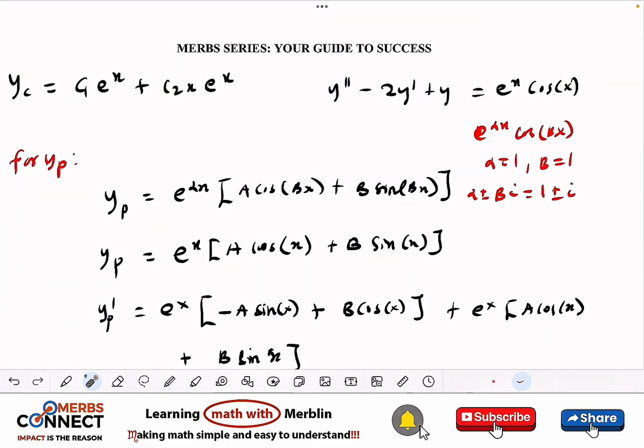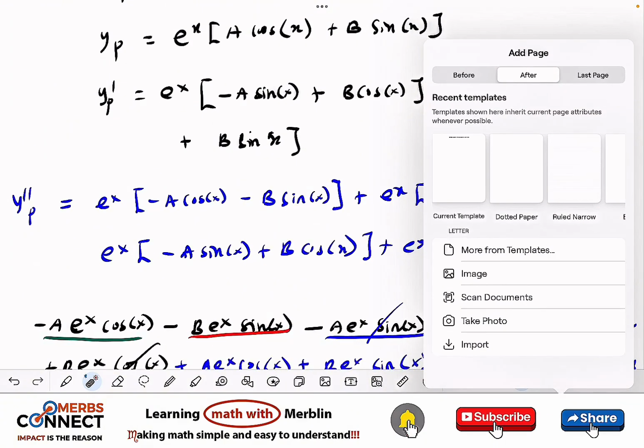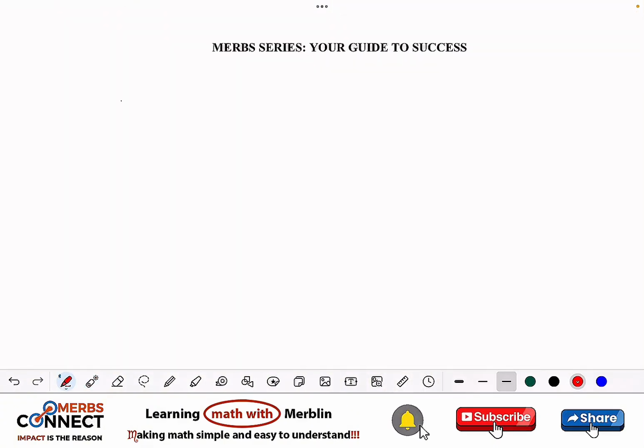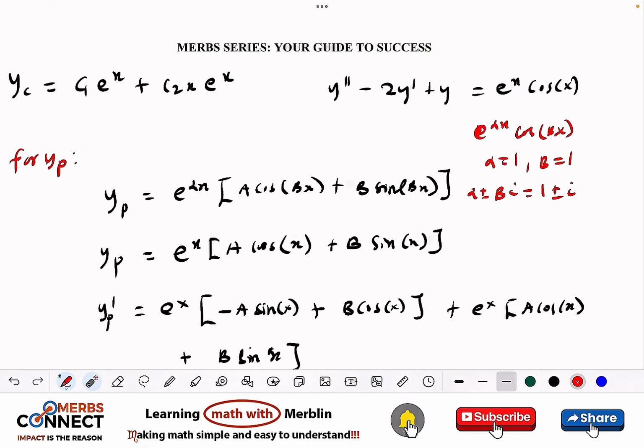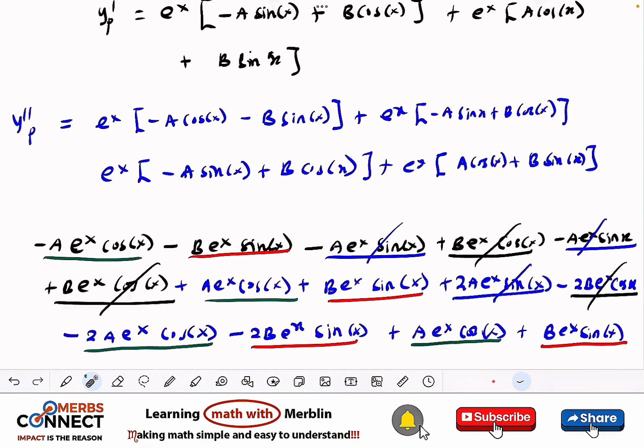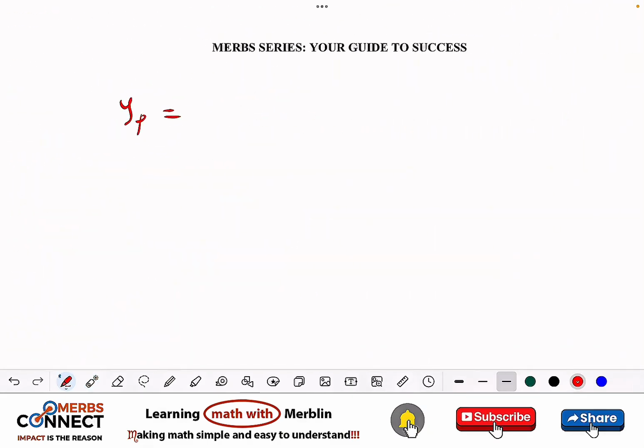So it means that now finally we write our particular solution, which is going to be from here, b is 0, so this one will go to 0, and a is minus 1. So we are going to have minus e to the power x cos x, right?